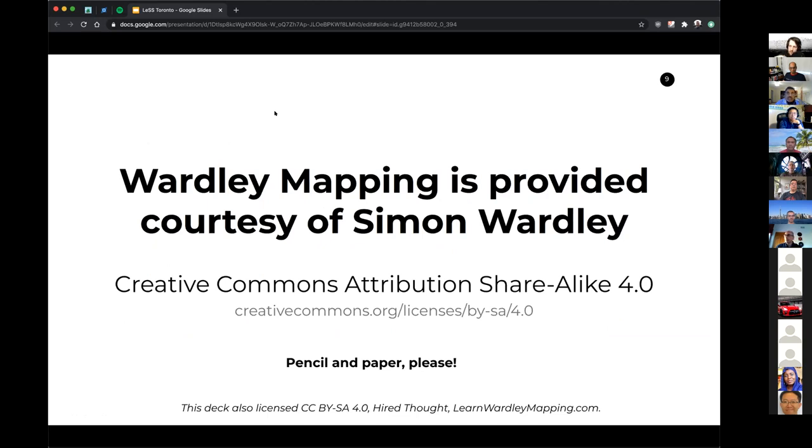And it's provided courtesy of Simon Wardley, who's a nice old man who lives in a swamp in the UK. He's delightful. You should meet him sometime. And Map Camp is coming up in October. So there will be a conference in the near future about this as well. The method is Creative Commons Attribution Share Alike, which means anyone can use it. It's free to learn. And there's a book online. You just have to go to learnwardleymapping.com to find a link to the book.